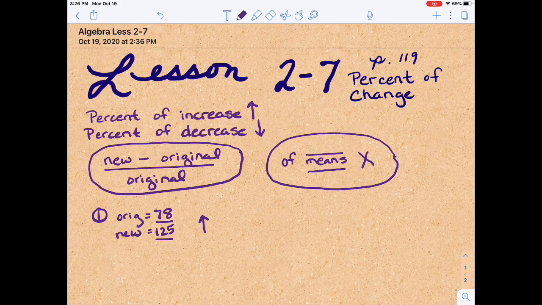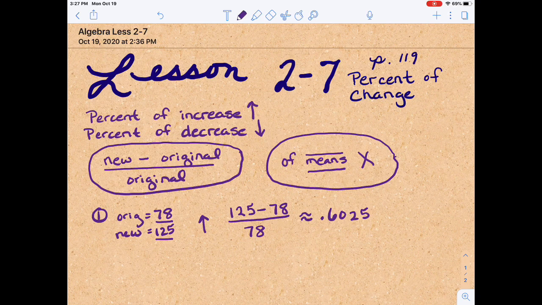which we find in a lot of statistics problems. There's a lot of problems that kind of go like this. We do the new minus the original, that's the change, and then we're going to divide by the original to get the percent. So here we're going to do 125 minus 78, and then divide that by 78. We can do all of this in the calculator. 125 minus 78 is 47, and then I'm just going to hit divided by 78, which gives me 0.6025, and a long irrational number there.